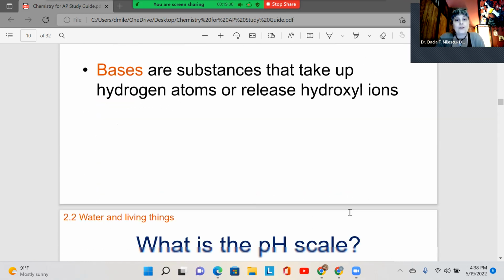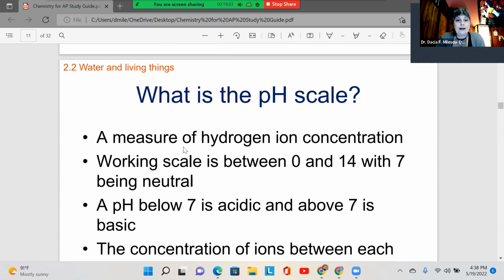All right. So the pH scale is basically a measure of hydrogen ion concentration. And so the working scale is between 0 and 14, 7 being neutral. So water is around 7. Anything below 7 is going to be acidic. Anything above 7 is basic.